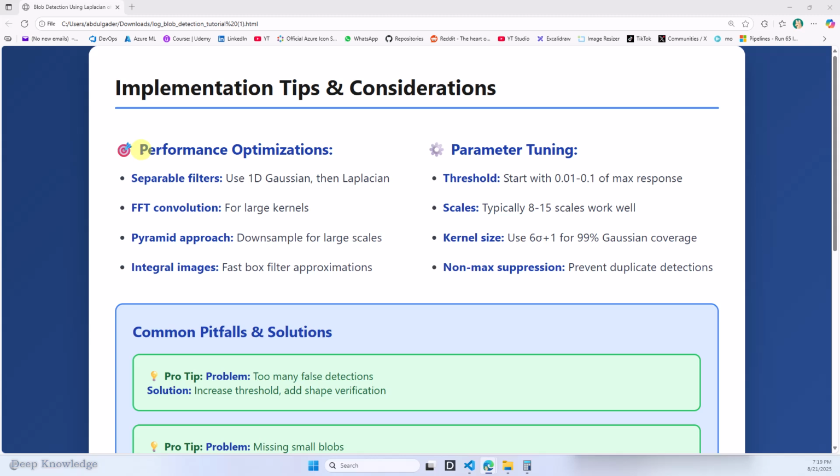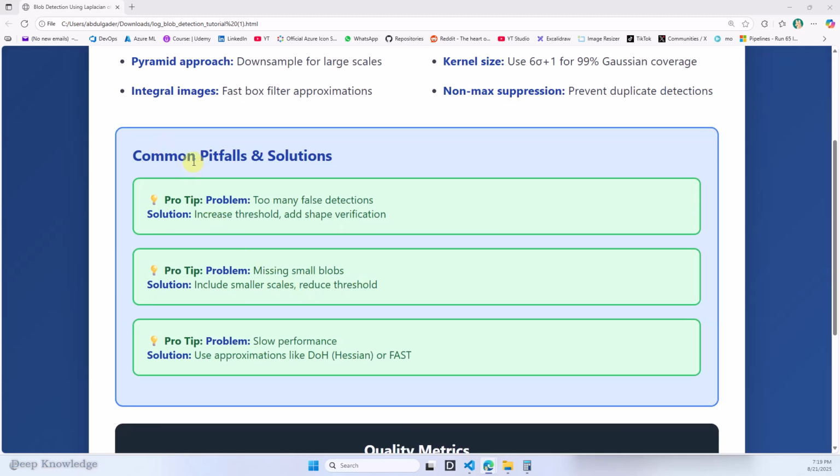So for the optimization, we already said this. Now let's look at common problems. A problem is too many false detections; the solution is to increase the threshold or add sharp verification. If you have many false positives, we need to increase the threshold to avoid them. And for missing small blobs, we need smaller scales and also a reduced threshold.